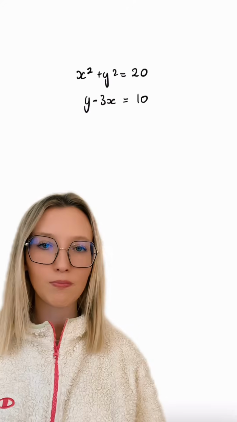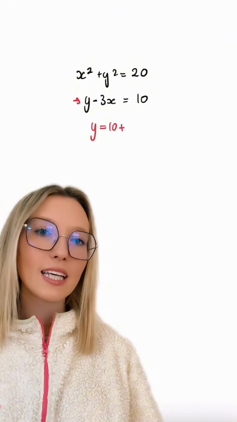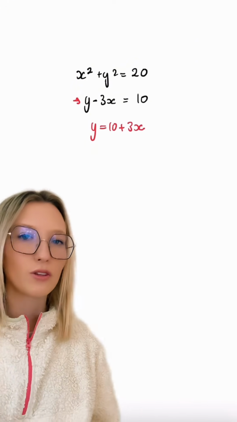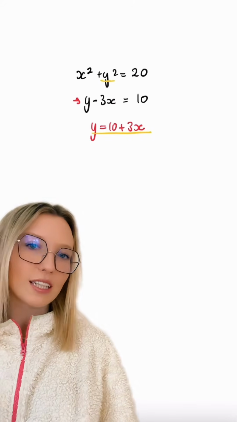Take a look at quadratic simultaneous equations, which would be a grade 8 to 9 question in a GCSE paper. What you want to do with quadratic simultaneous equations is take that linear equation, so the one without the squared terms, and you want to either find a value for y or x. So we can see here that y is going to equal 10 plus 3x. We're then going to use this y value and plug it into the quadratic equation.